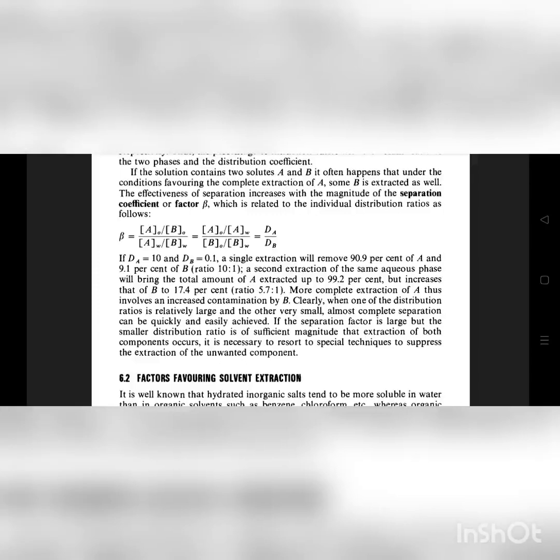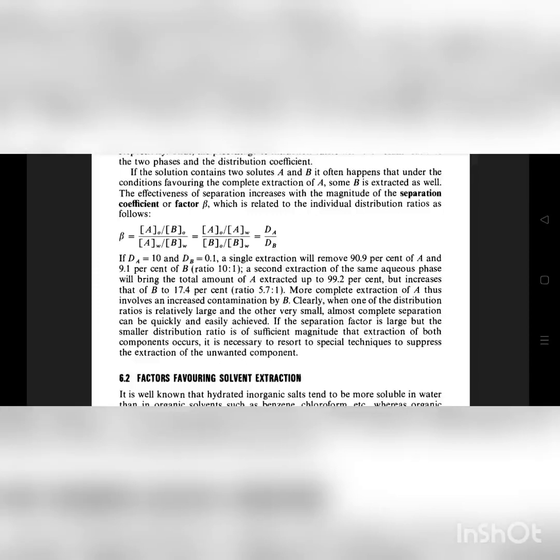If dA is equal to 10 and dB is equal to 0.1, a single extraction will recover 90.9% of A and 9.1% of B. A second extraction of the same aqueous phase will bring the total amount of A extracted up to 99.2%, but increases that of B to 17.4%. More complete extraction of A thus involves an increased contamination by B.